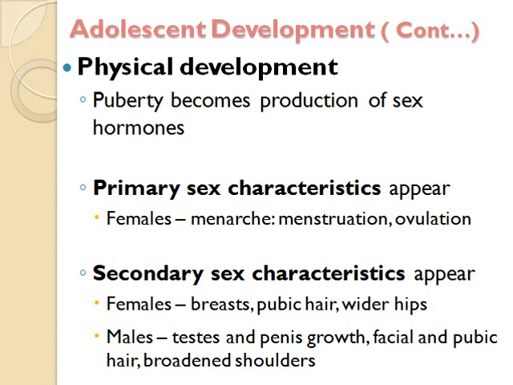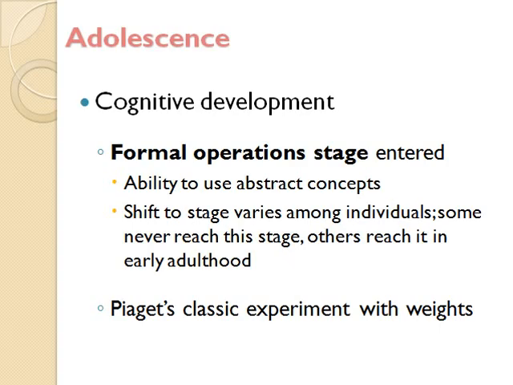Adolescent stage, the cognitive developmental stage. In this stage, you will find formal operations enter, where the child is able to use abstract concepts. The shift to this stage varies among individuals. Some never reach this stage. Others reach it in early adulthood.